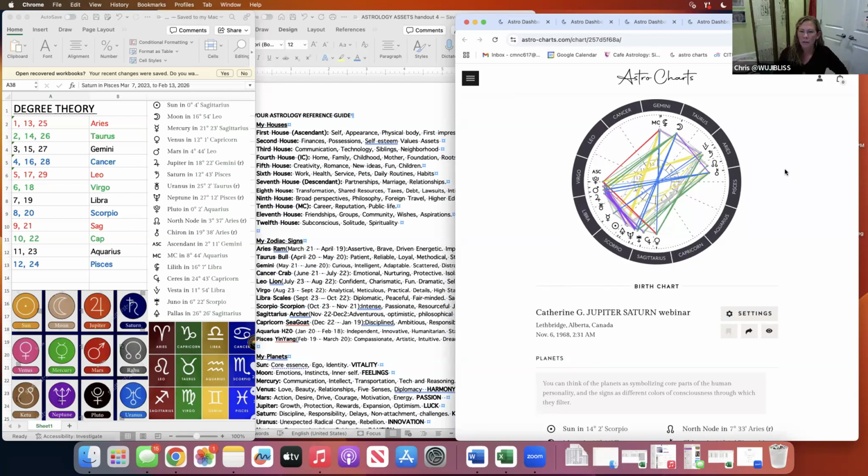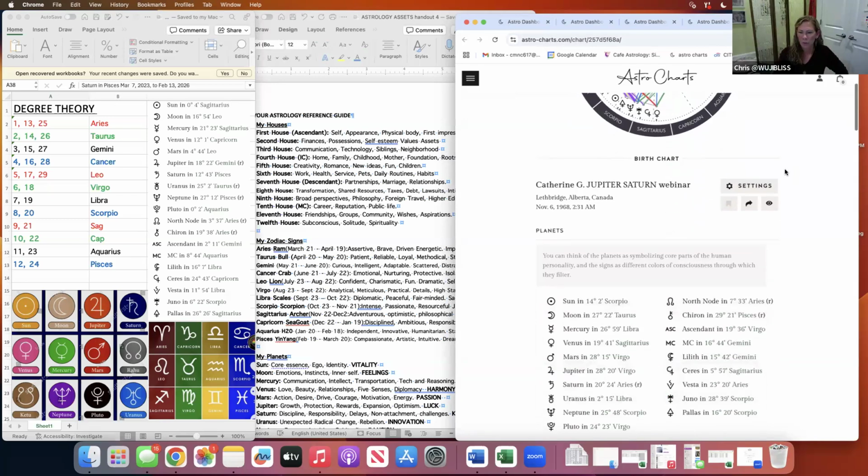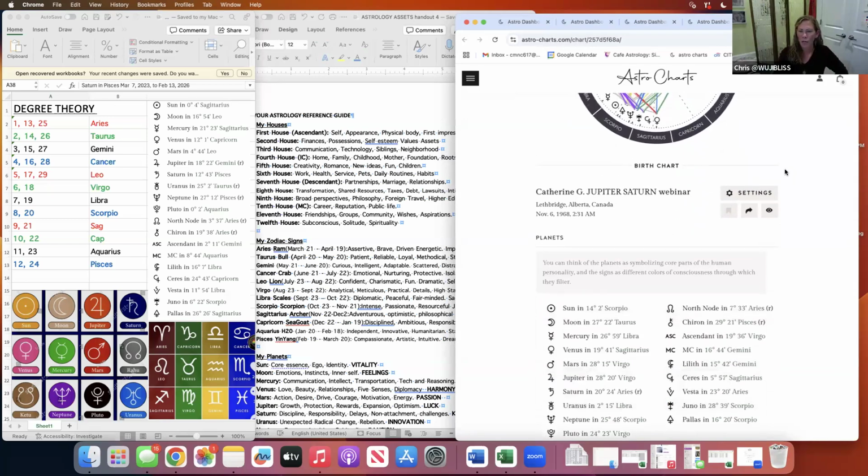Let's start with your ascendant. Your ascendant is in Virgo, Catherine, and Virgo is ruled by Mercury. And it looks like you have Pluto right on the ascendant, in a close conjunction to your ascendant. What does that mean? Pluto, in its highest form, is about inventing and reinventing ourselves and acts of service. It's about helping others.